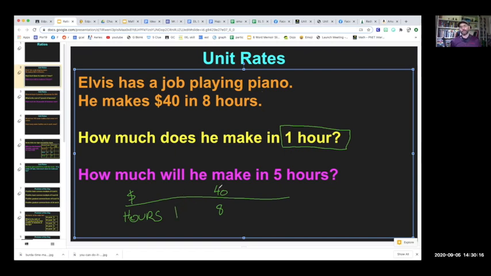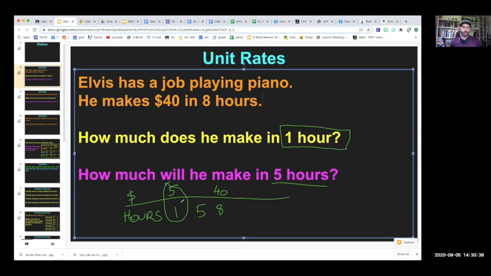So one way you can do that is just divide 40 divided by 8. And we all know 40 divided by 8 is 5. So this tells me that he makes $5 in 1 hour, right? $5 an hour. Now we have to figure out in 5 hours, what does he make? So let's put, now this is going to be 5, because it's hours, 5 hours.